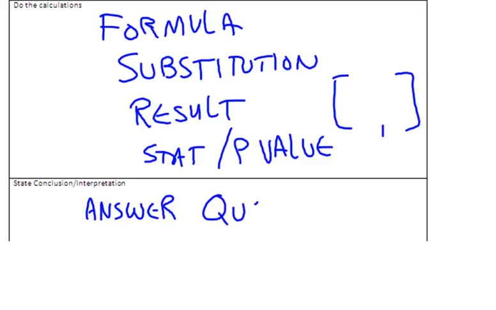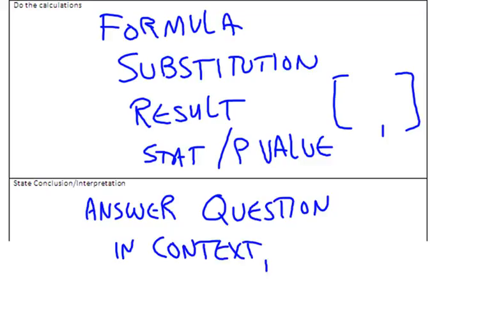Answer the question in context with the math results that you get from your procedures. All right, so basically you're trying to make clear to someone that does not have as many statistical skills as you what the answer means.